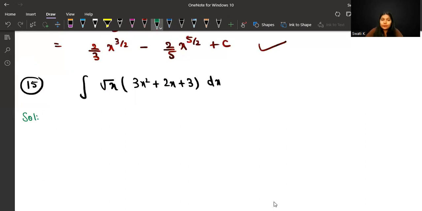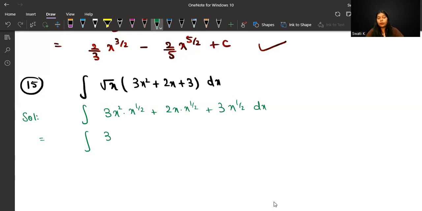We will simplify this. So this root x is x raised to half, right? So x raised to half into 3x squared will become 3x squared into x raised to half. This will become 2x into root x, which is x raised to half. And this will become 3 into x raised to half. Okay, I'm not writing root x. I'm writing root x as x raised to half because it is same as that. Now we can simplify this. This will become 3 using the property of exponent. This will become 2 plus 1 by 2, which is 5 by 2. This will become 2x raised to 1 plus 1 by 2, which is 3 by 2. And this will become 3x raised to half as it is.